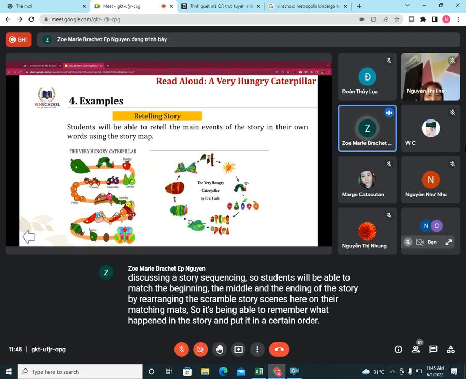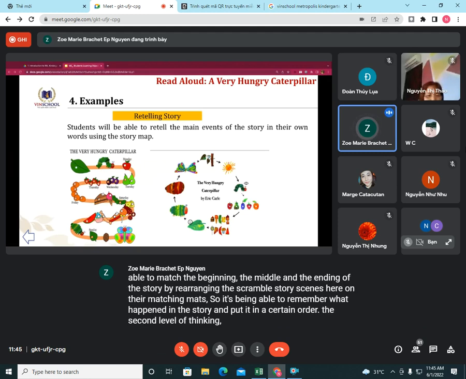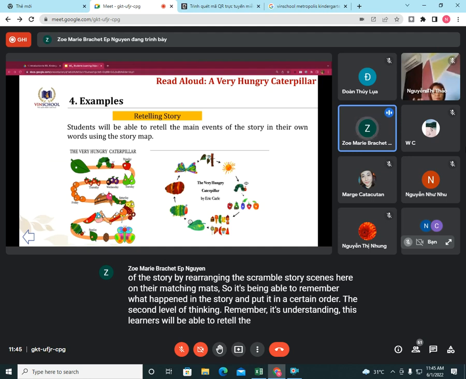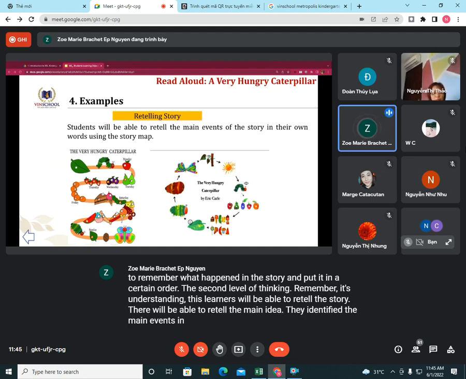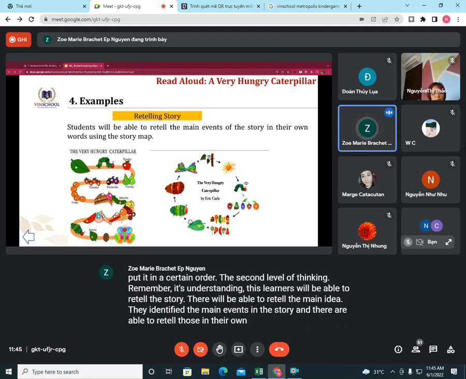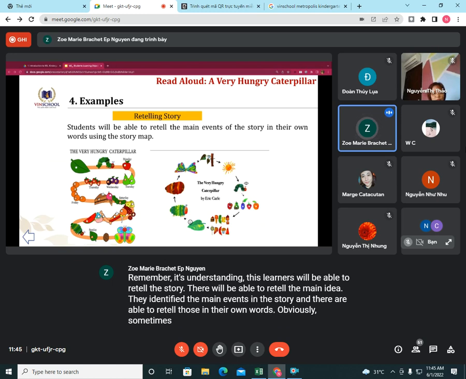The second level of thinking is understanding. The learners will be able to retell the story. They will be able to retell the main idea. They identify the main events in the story, and they are able to retell those in their own words, sometimes supported by using the story map, but still in their own words.